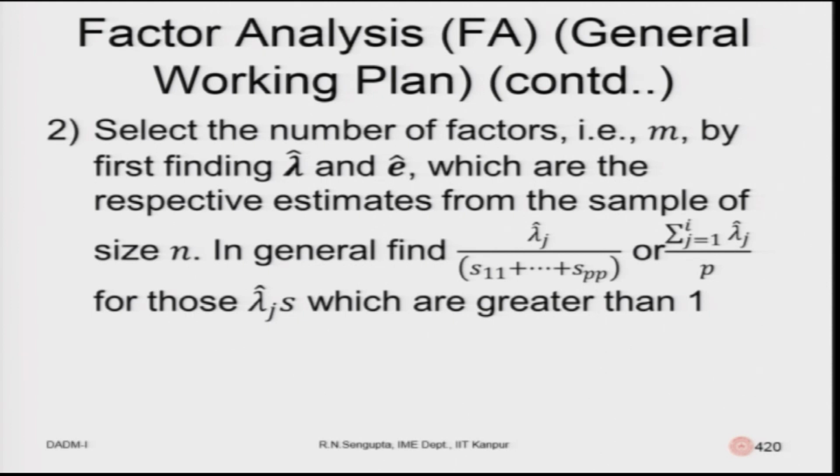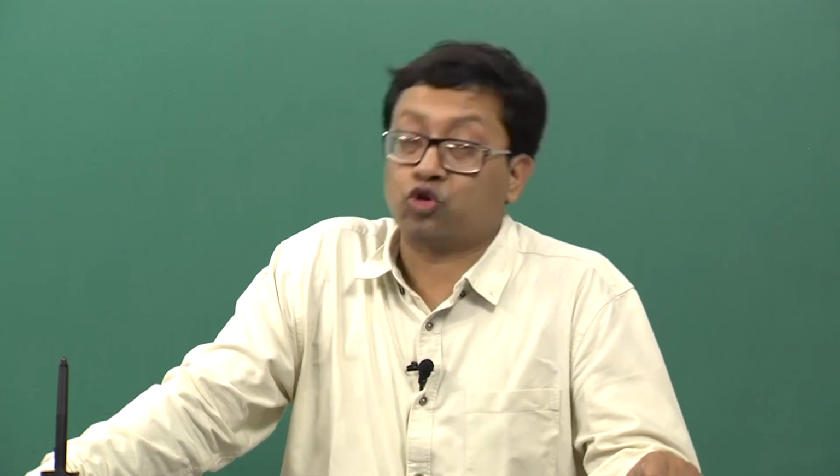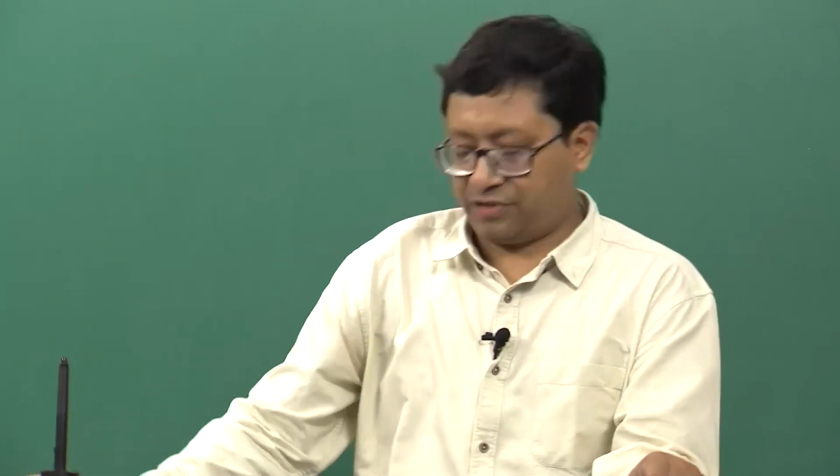In general, as I mentioned, lambda hats mean the estimates divided by the sum of S11 till SPP, which would be utilized when we have the standard error of the sample. And in case we want to divide by the value of P, that means the summation of lambda j divided by P, it would come out when we have the correlation matrix corresponding to the sample.